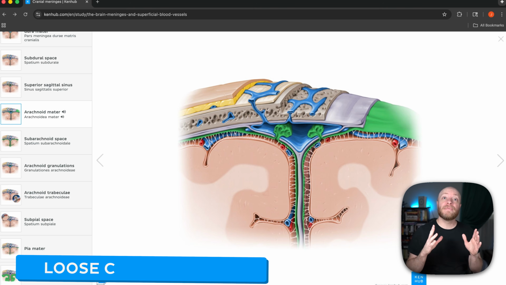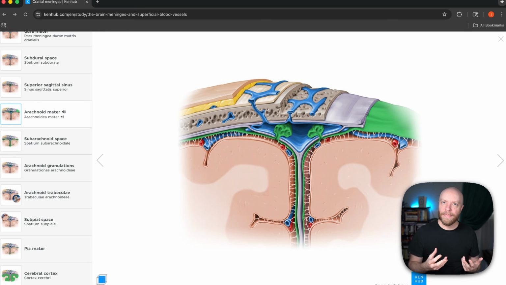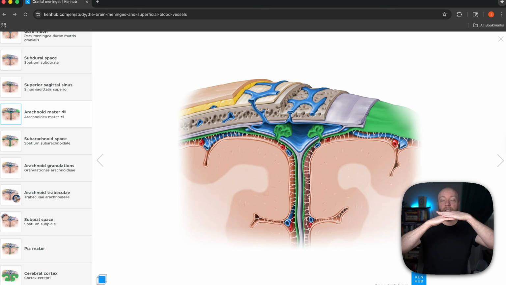So the arachnoid is made of loose connective tissue. And loose connective tissue is a really important thing to have because that allows for movement, but it's still strong, it's still anchored, but it's also going to allow for things to travel in and around it. But this is immediately deep to the dura. So it goes dura, then arachnoid. Okay, so dura, then arachnoid.